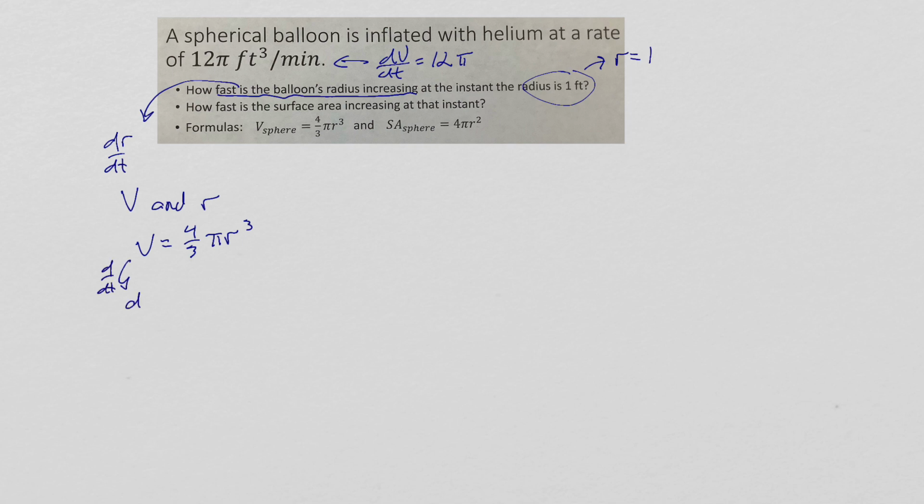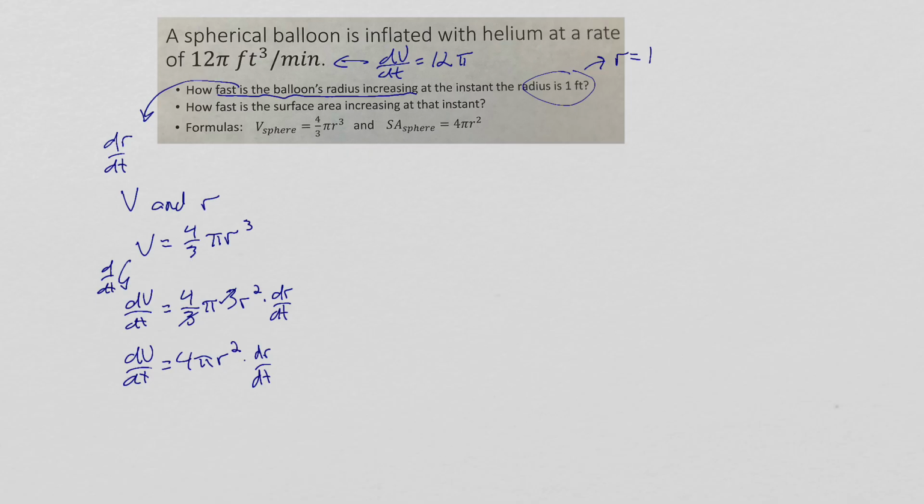The left side is the simpler side. I get dV over dt equals 4/3 pi. That's a constant, so it comes along for the ride. Then I do the power rule, 3r squared. Then I multiply by dr over dt because of the implicit differentiation step. We've talked about that step a lot, so you should be okay with it. From there, I simplify, the 3's cancel, and I get dV over dt equals 4 pi r squared times dr over dt.